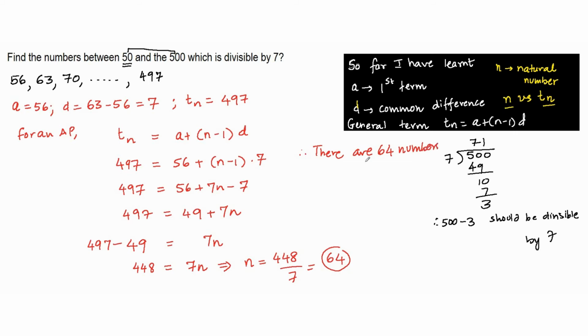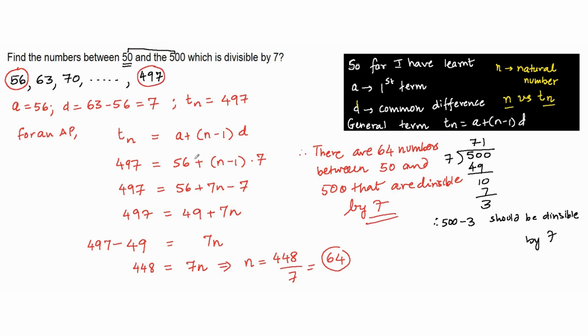There are 64 numbers between 50 and 500 that are divisible by 7, right? So again over here I found the minimum number and the maximum number that satisfied the criteria, and then using the idea of general term I was able to find the number of terms. Pausing for a minute before I move on to the next question.